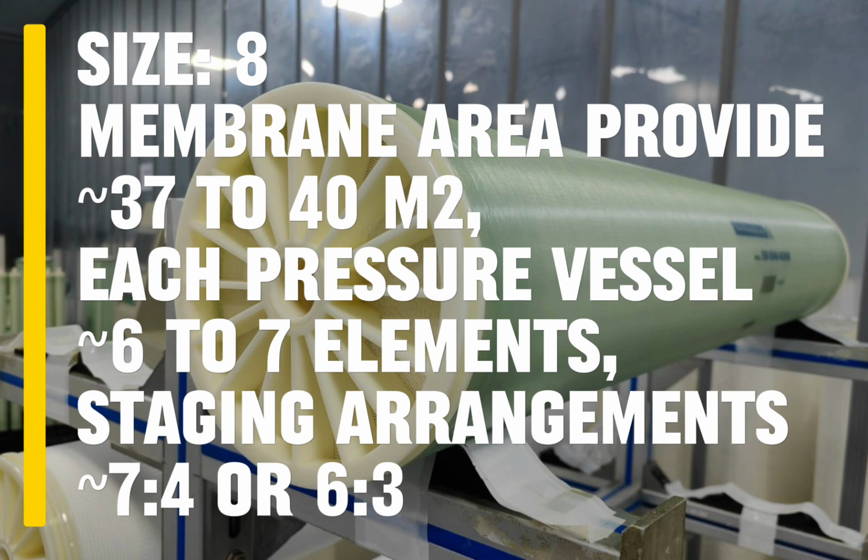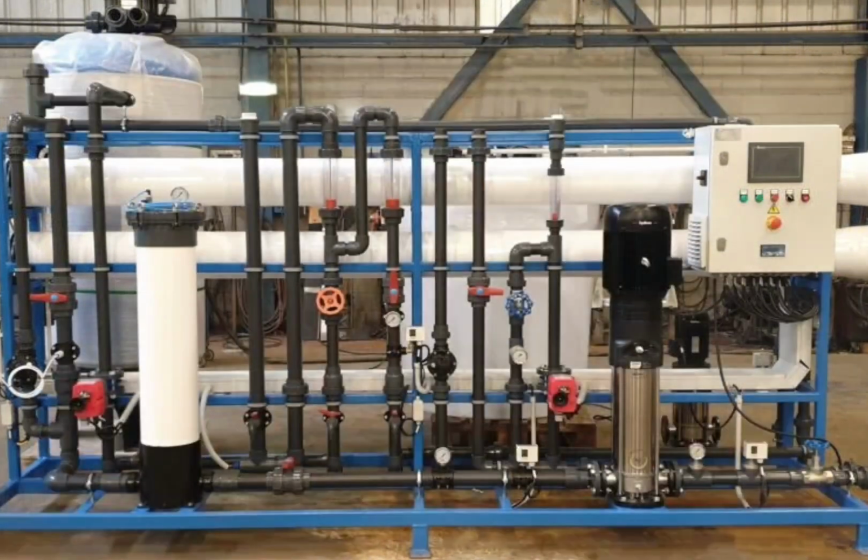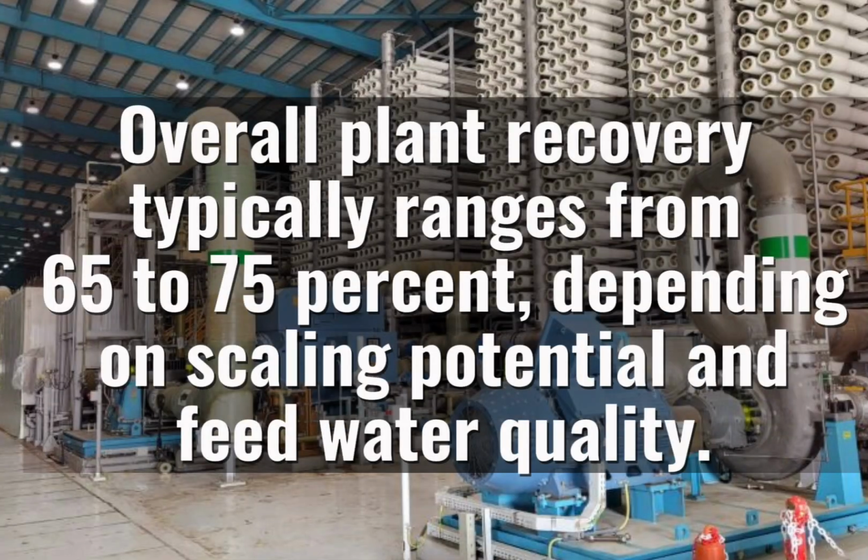Moving ahead, he learned about operating conditions. Design flux should be around 14 to 18 lmh, operating pressure between 10 to 16 bar, temperature maintained at 20 to 30 degrees Celsius, and a good system achieves salt rejection of 98 to 99.5%. Recovery was another key concept. Overall plant recovery typically lies between 65 to 75%.